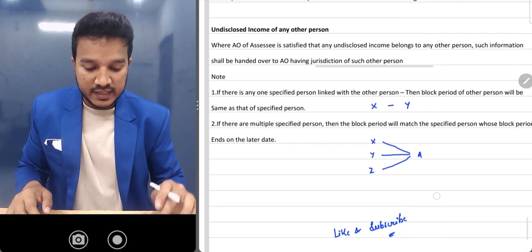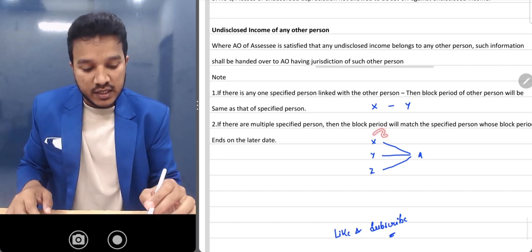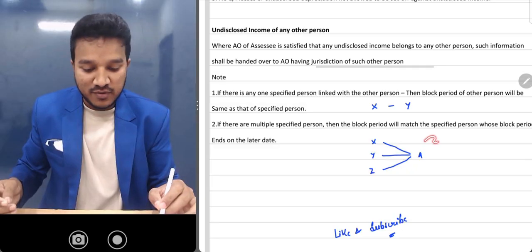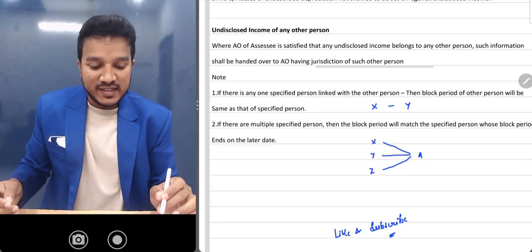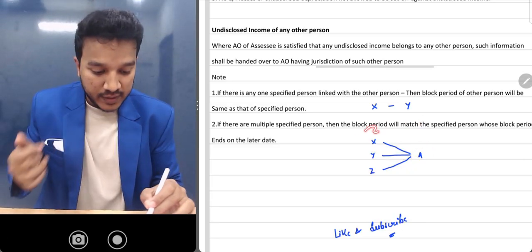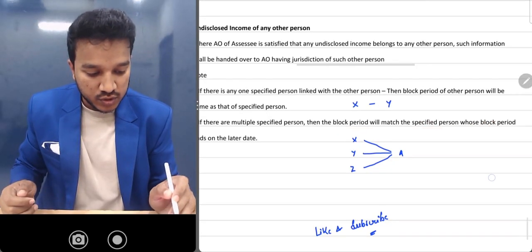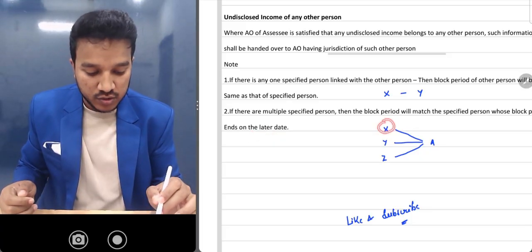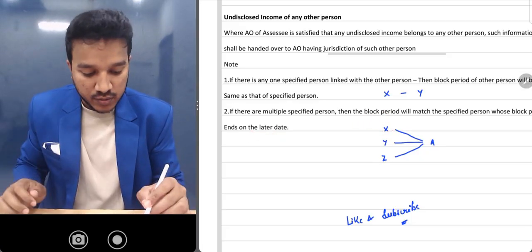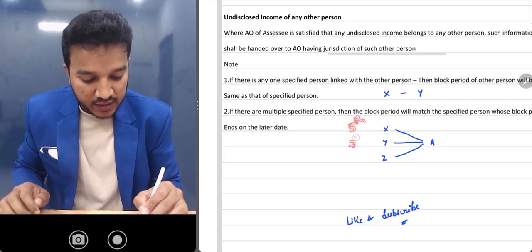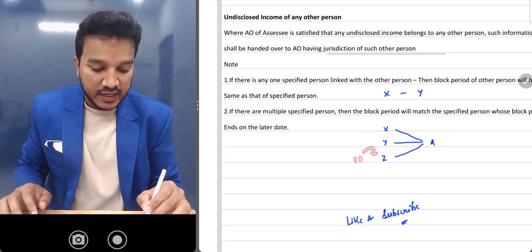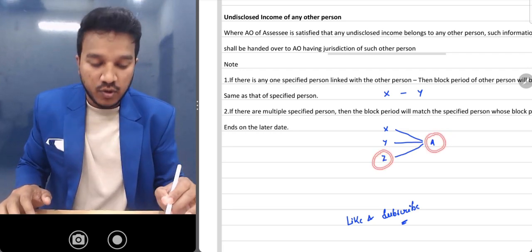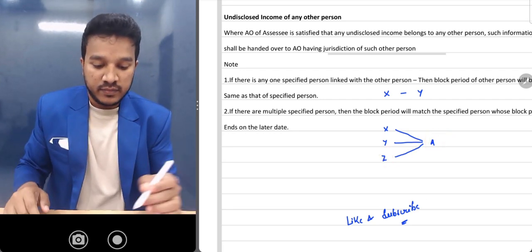In the second case, if you see, there are multiple specified persons. You have done a raid in the house of X, Y, Z, and in all these three houses you have found the information of A. So in this case, what is the block period? Then the block period will match the specified person whose block period ends on the later date. If in X's house you did it on the 5th, in Y's house on the 7th, and in Z's house on the 10th, then the block period of Z and A will be the same in that case. It ends on the later date.